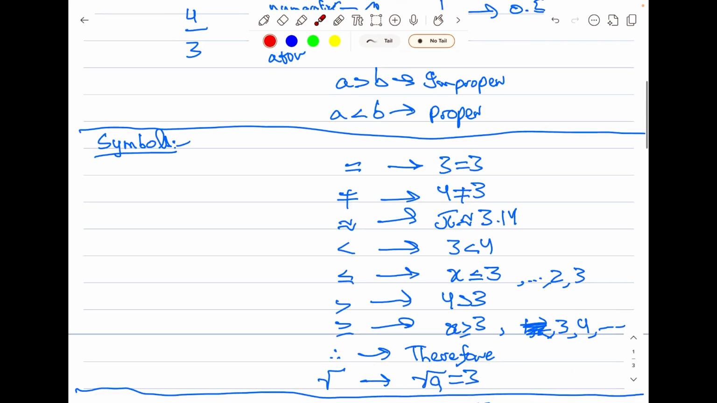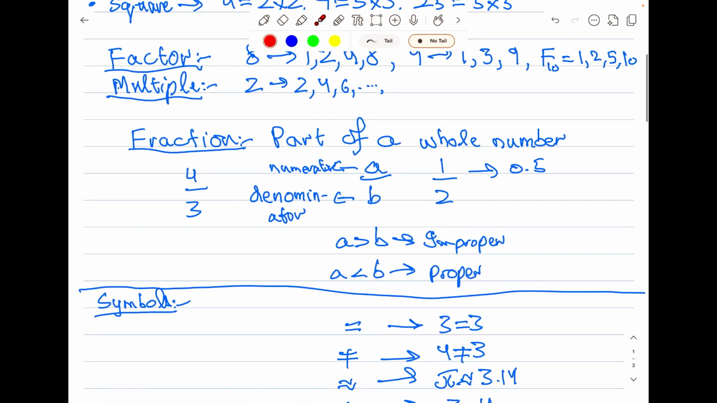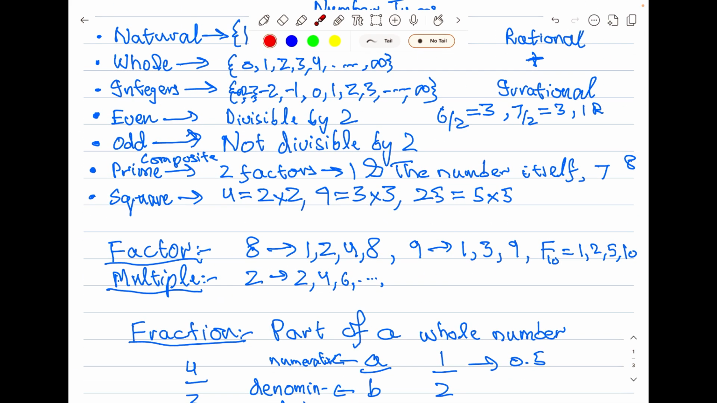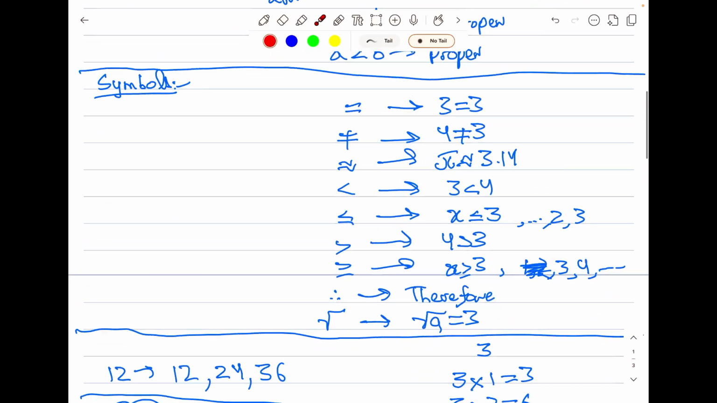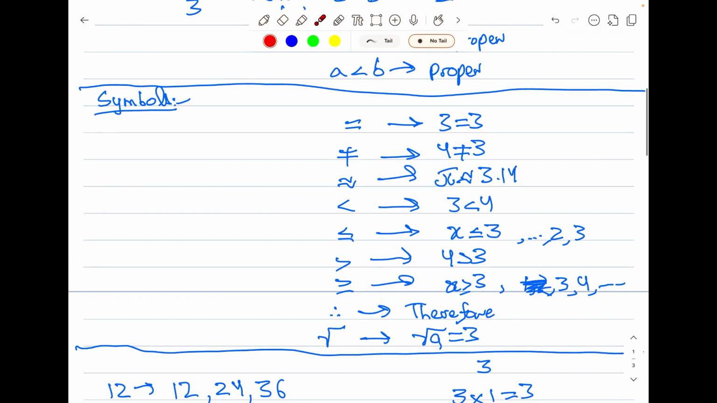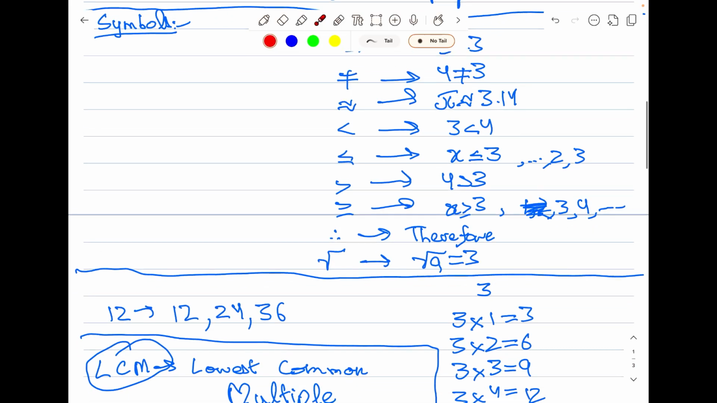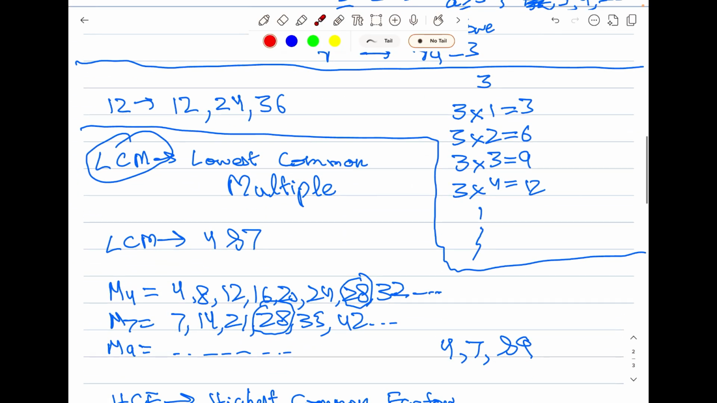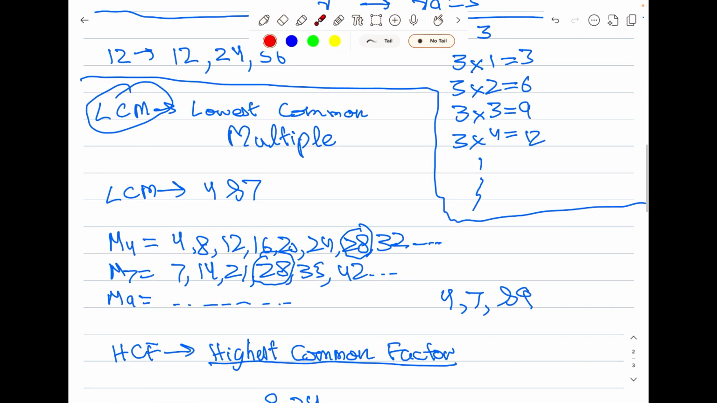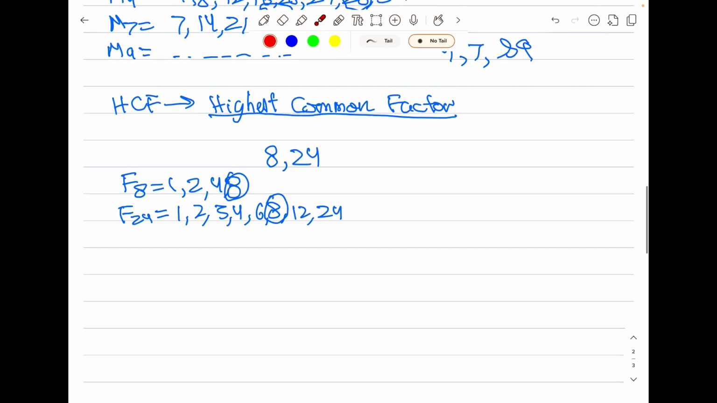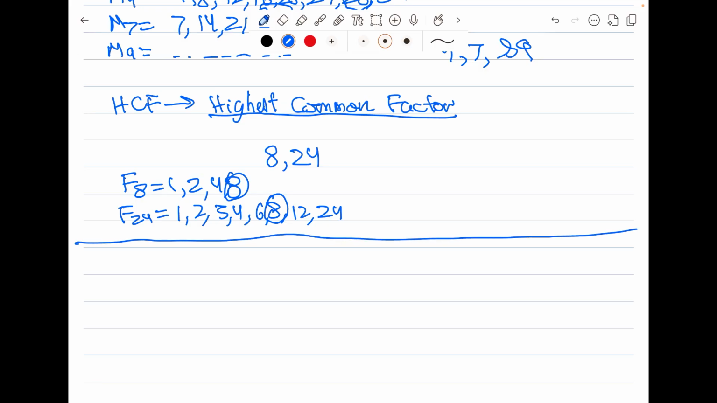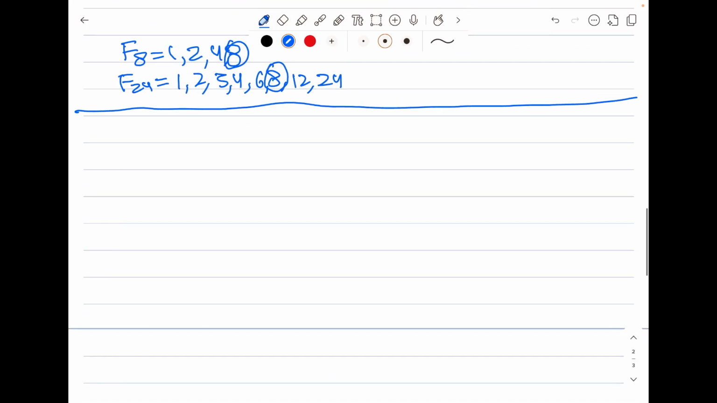So we have the number types. We saw the definitions of factors and multiples in order to understand the definition of prime numbers. We saw the common mathematical symbols that are used in writing out solutions. And then we saw the concepts for LCM and HCF. Next up, we're going to look at the concept of prime numbers in a little bit more detail.